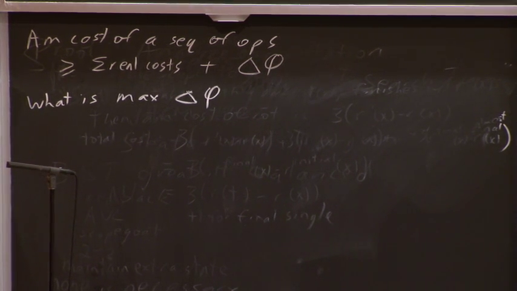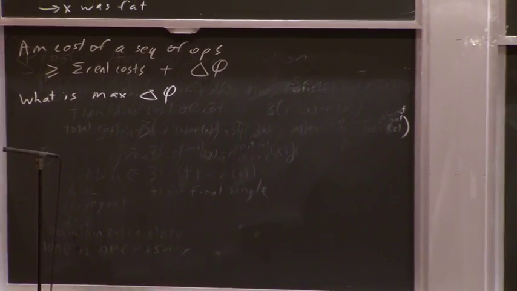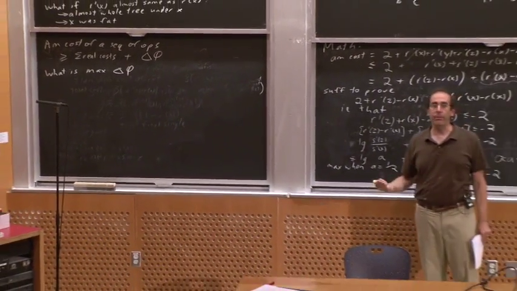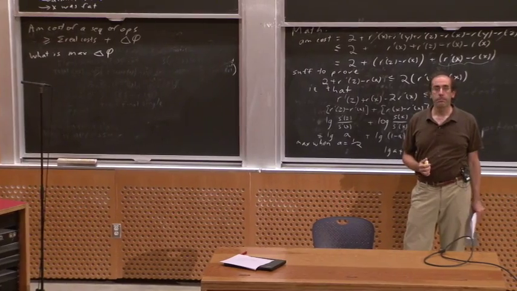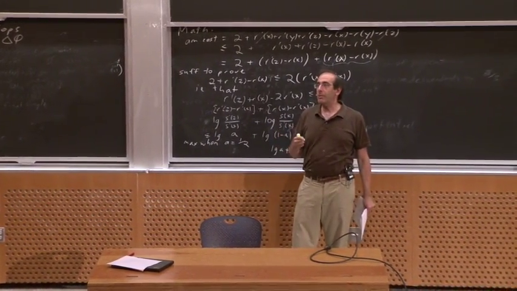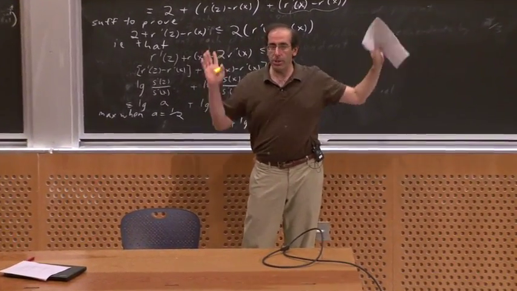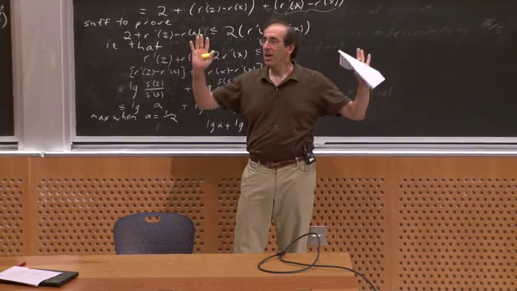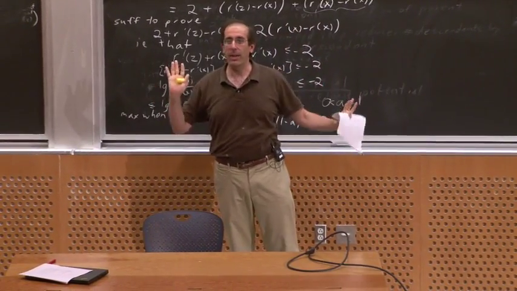So if I'm going to ask you for the maximum change in phi, how do you upper bound that? How do you figure out what the worst possible change in phi could be over a whole sequence of splay operations? What would produce the absolute worst change in phi? Not yet looking at the specific potential function, but just in general terms, what produces the very worst change in the potential function going from a start to an end?